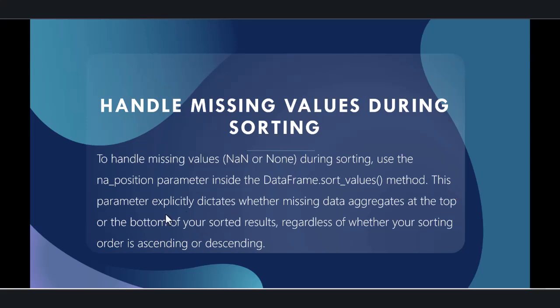Next, this parameter explicitly dictates whether missing data aggregates at the top or bottom of your sorted result, regardless of whether you are sorting ascending or descending. By using the na position parameter, it will dictate whether that missing data is aggregated at the top or bottom of our sorted result, and it won't consider whether we are sorting in ascending or descending order. Let's go for the example.